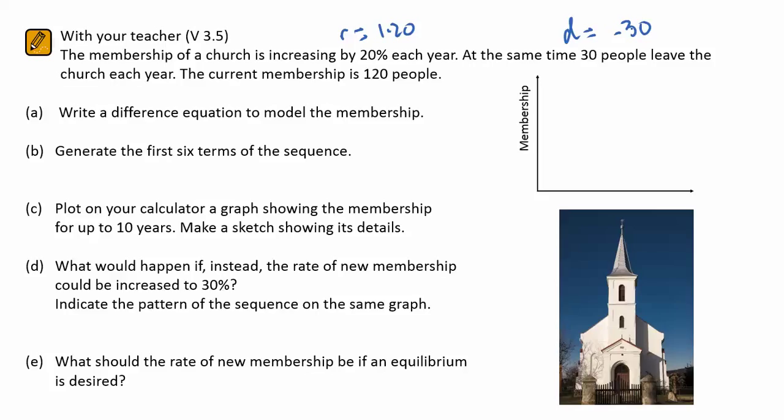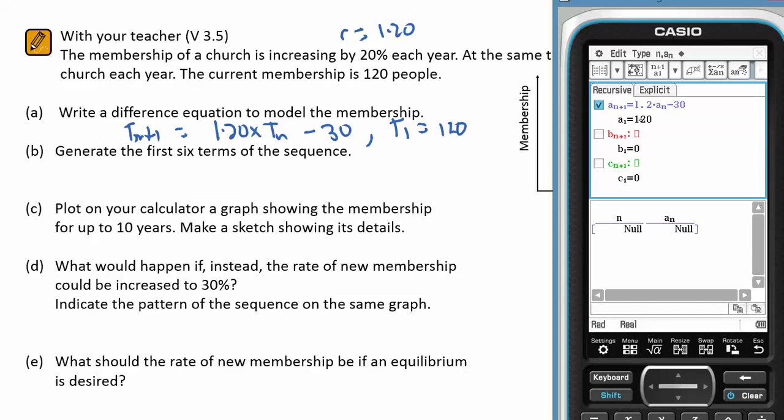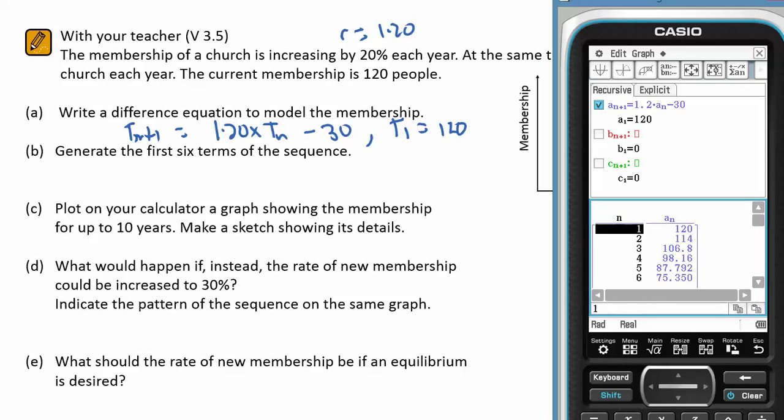So working that through, if I'm to write a difference equation, the next term is equal to 1.20 times the previous term, take 30, and we must state where we're starting from. I've set this up on the calculator, so 1.2 times the previous term, take 30, starting at 120. And you can see the terms generated, so 120, first year 114, about 107, and so on.